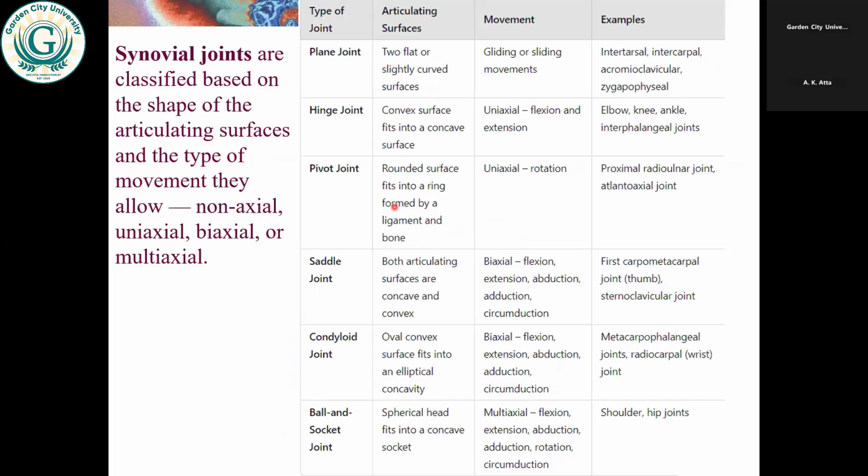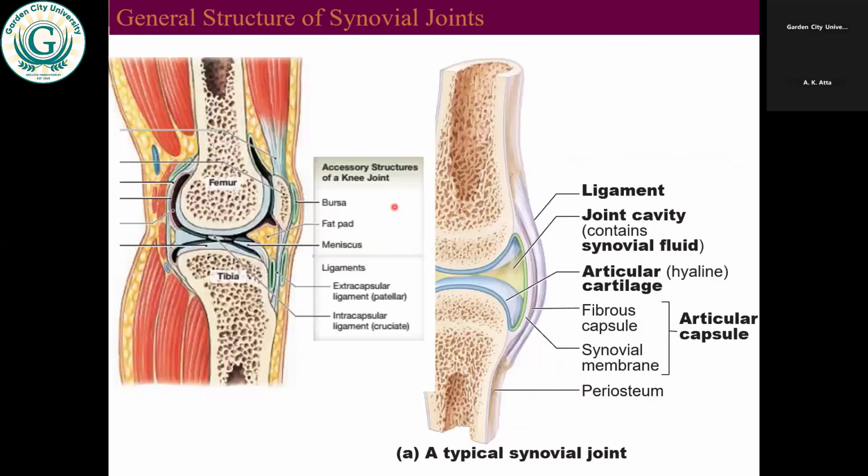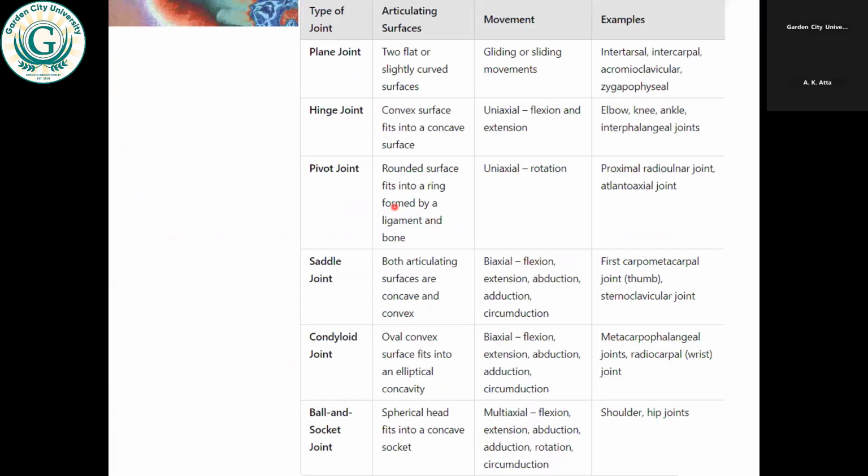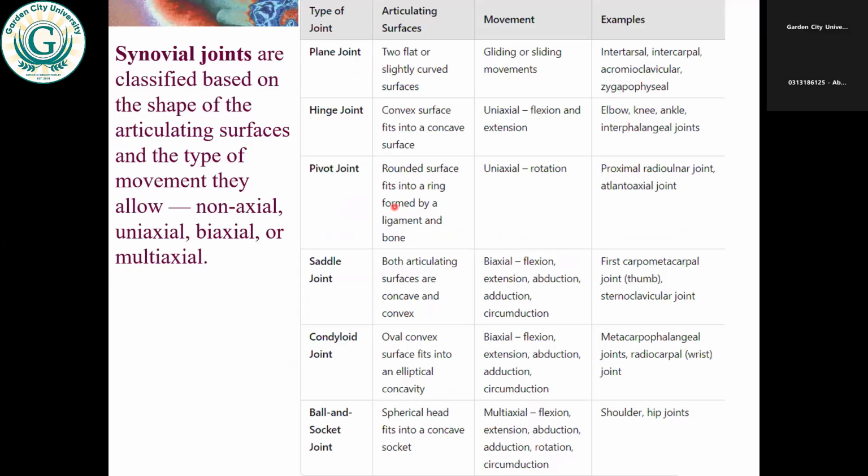Now, so I've shown you how the structure of a typical synovial joint looks. Now, how do we classify synovial joints? Synovial joints are classified based on the shape of the articulating surfaces, then the type of movement that occurs.